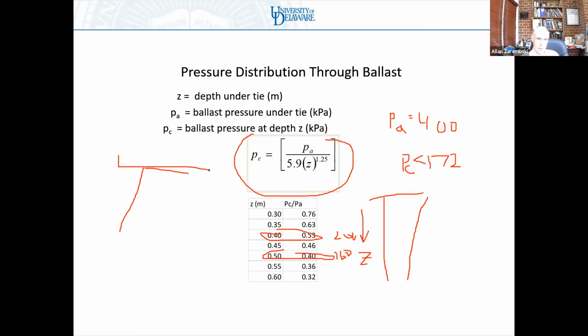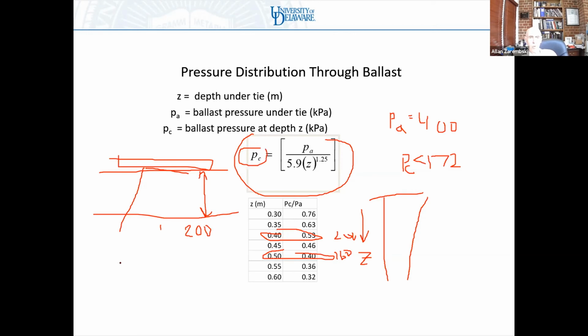So let's have my sleeper here. I have my ballast layer here. I have my subballast layer here. Typically speaking, you use this formula when you want to figure out how deep a level of ballast I need in order to avoid overstressing my subgrade. So if I have a good, strong subgrade, it may have a bearing stress of 200 kilopascals. And so I can calculate my Z for P sub C equal to 200.